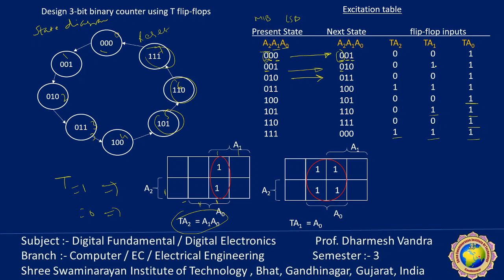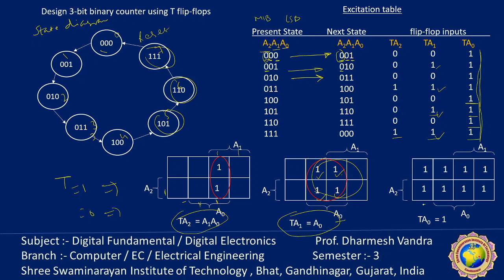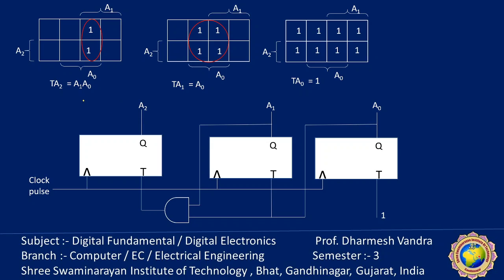Next, 1, 2, 3 and 4: four times there are ones. We substitute here and we get one group, which is A0. So TA1 is A0 and TA0 is always 1. See here, always 1. So TA0 is permanent 1. That means we put the circuit here.